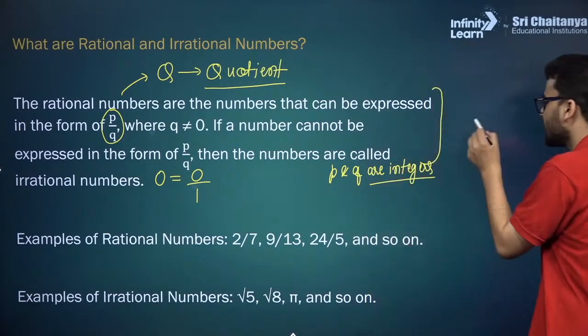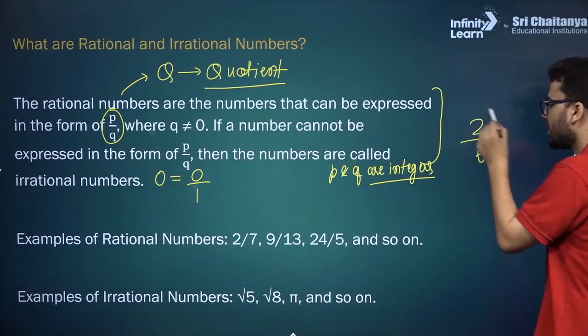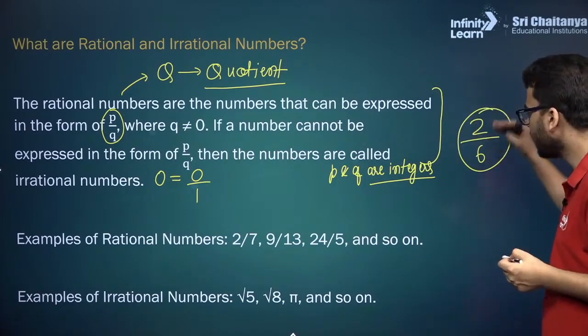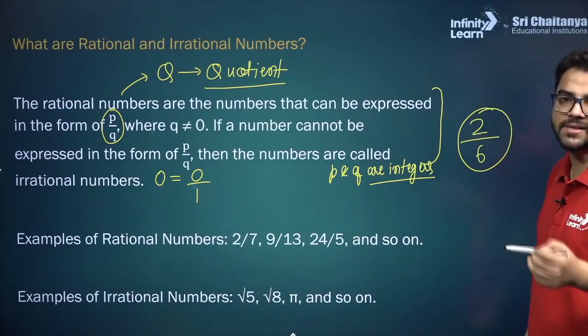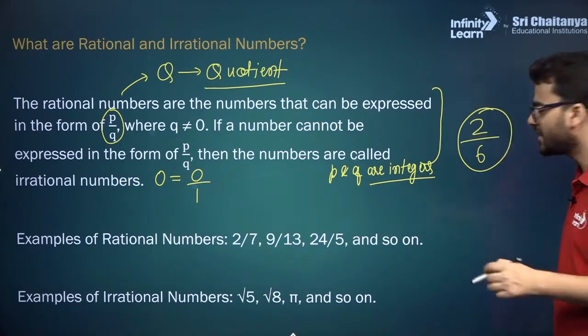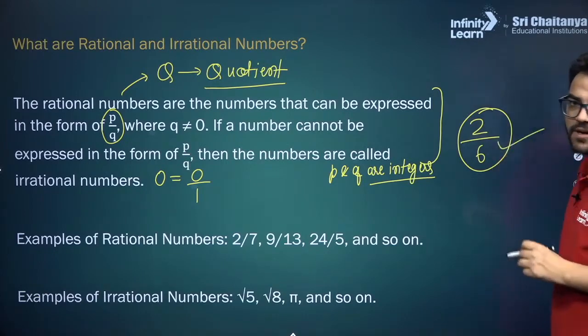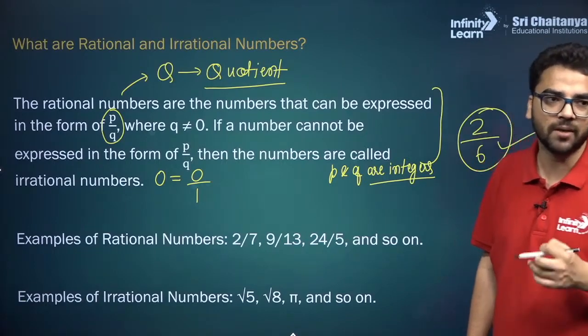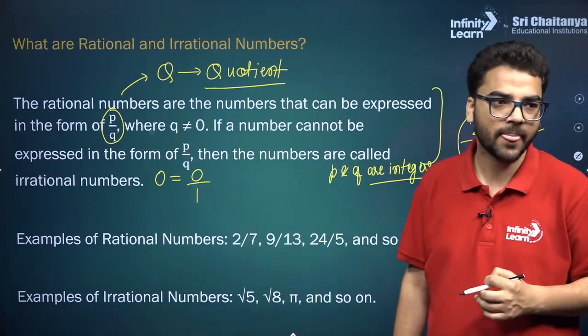For example, you see this is also a rational number, but this 2 and 6 are not co-prime numbers, right? Because they are having one common factor except one, they are having 2 as a common factor as well. Still this is a rational number. So in the definition of rational number, p and q need not be co-primes. That is not compulsory. I hope it is clear.